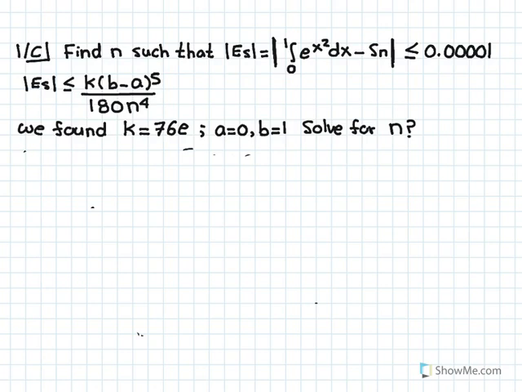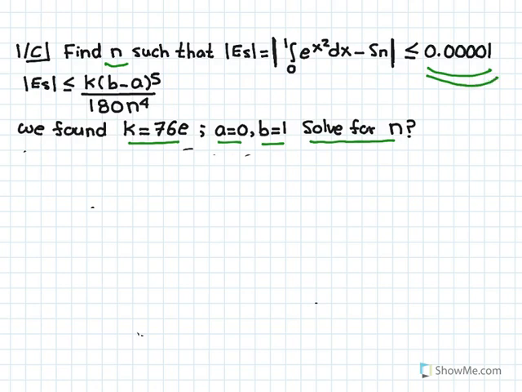All right, now part C of the question is asking find n, the number of partitions, number of intervals, such that the error of Simpson's rule is less than or equal to 0.00001. That means we want the error to be less than 1 over 100,000. We have the formula, and earlier we found k to be equal to 76e, a is 0, b is 1. Our goal is to solve for n to get this level of accuracy.